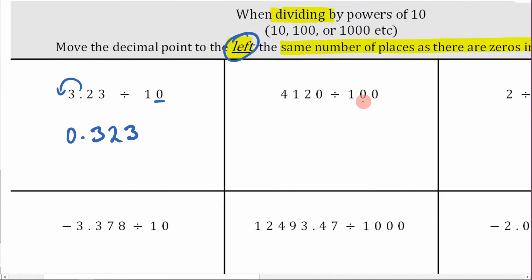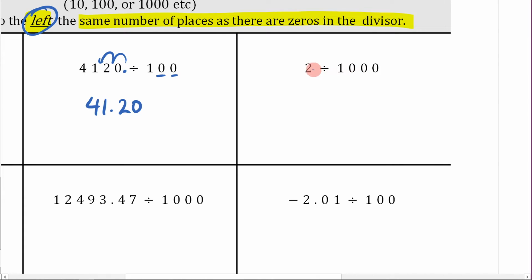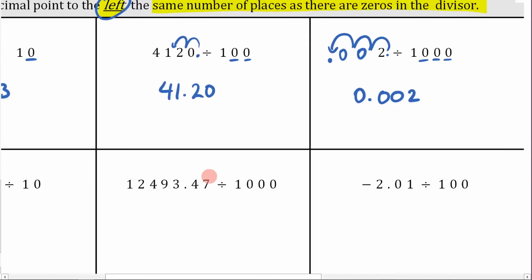So now we come over here, I've got 1, 2 zeros. So I move it twice to the left. Okay, so I don't have a decimal point here, so I know the decimal point exists there, and I'm moving it twice because I've got 2 zeros. So it's 41.20. Then we keep on going. This one, again, I don't have a decimal, so I know the decimal point exists there. I've got 1, 2, 3 zeros. My decimal point is there, and then I have zeros there. So this is going to become 0.002. And we also like to put a 0 at the front as well, but we know that this 0 is just a placeholder. It's not doing anything. Okay, we keep on going.